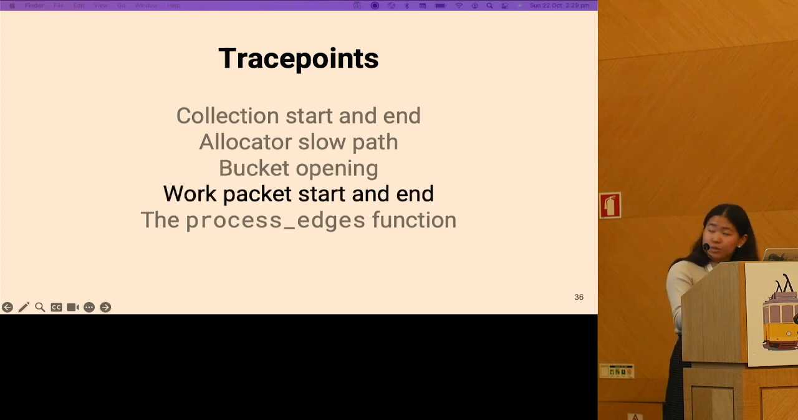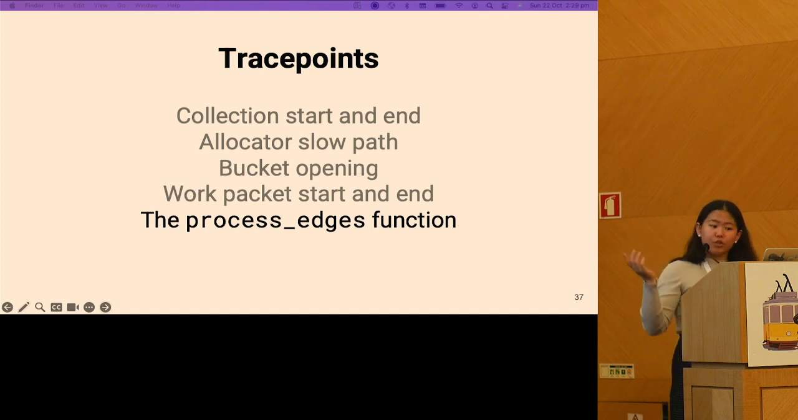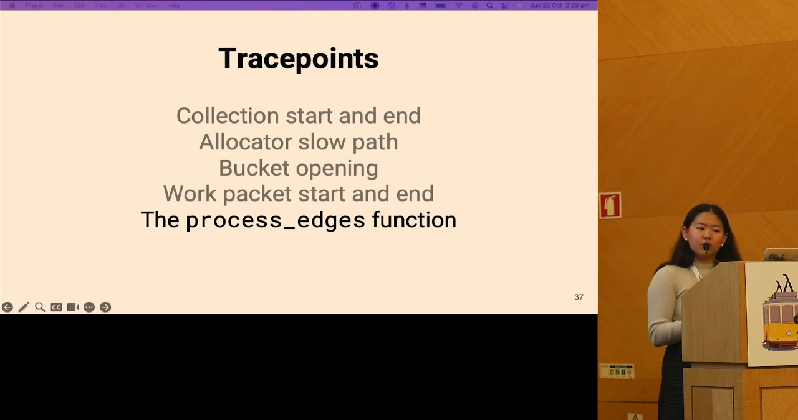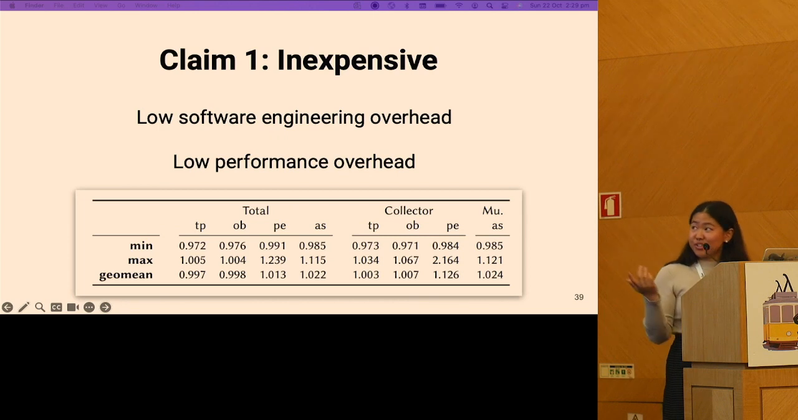This fourth set of trace points records things at the granularity of work packets. So we can look at things like the work packet type and how much time we spent in the work packet. And this last one is a bit different to the previous four in that it's a really important special case. The process edges function is the one that completes the transitive closure over the object graph, and this set of trace points gives us information about that, things like the number of edges we visited and the packet size. In total, this was 14 lines of Rust code, which brings us to our first claim.